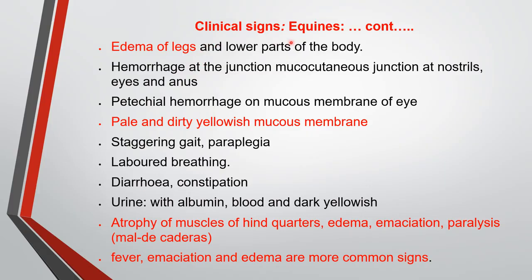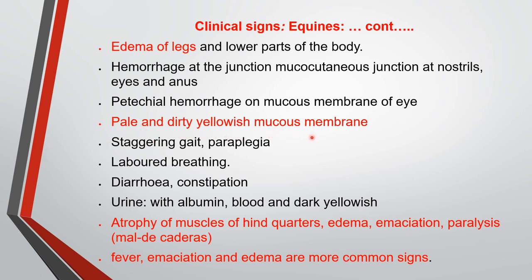Continuation of clinical findings in equines. Edema of the legs and lower part of the body is also one of the important symptoms. Hemorrhage is found at the mucocutaneous junction, where the mucous membrane and skin meet, generally at the nostril, eyes, and anus.